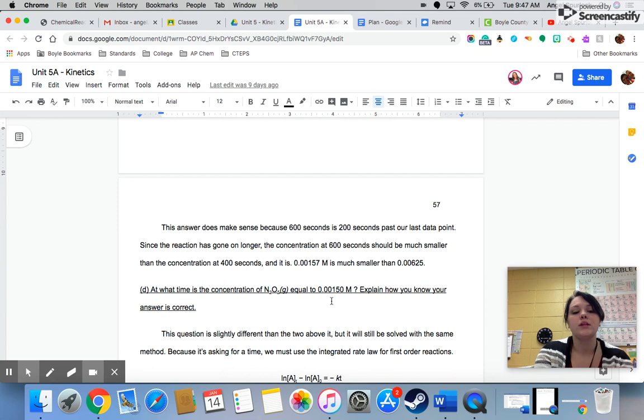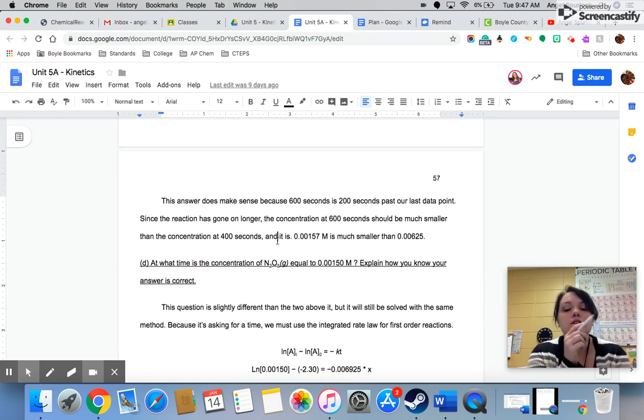So does this answer make sense? So 600 seconds is 200 seconds past our last data point. So whatever our last data point is, this concentration should be much smaller than our last data point, because our last data point's at 400 seconds, and the concentration there is 0.00625. Well, because we're looking at the rate of disappearance of our reactants, our concentration should be much smaller at 600 seconds. And that's true. 0.001 is much smaller than 0.006, and so this answer does make sense.